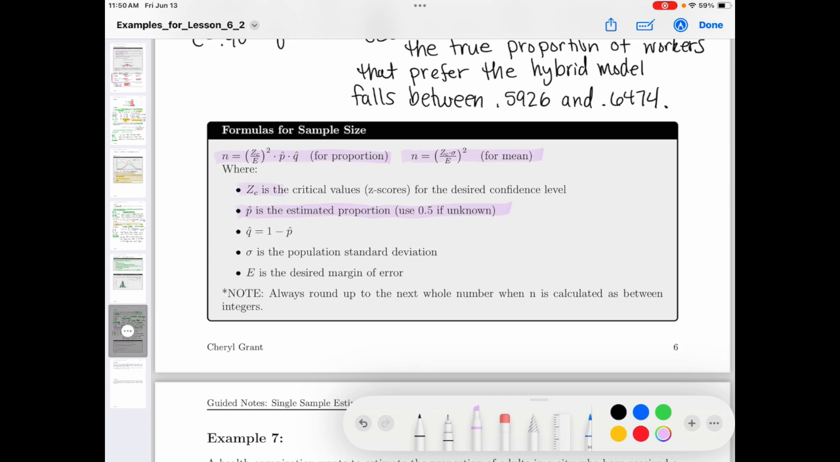So our z criticals, that's our z-scores for the desired confidence level. Our Q is the complement of P, things to remember. Sigma is the population standard deviation, and E is the error. And I put down here in a note, just as a reminder, always round up to the next whole number when n is calculated between two integers.